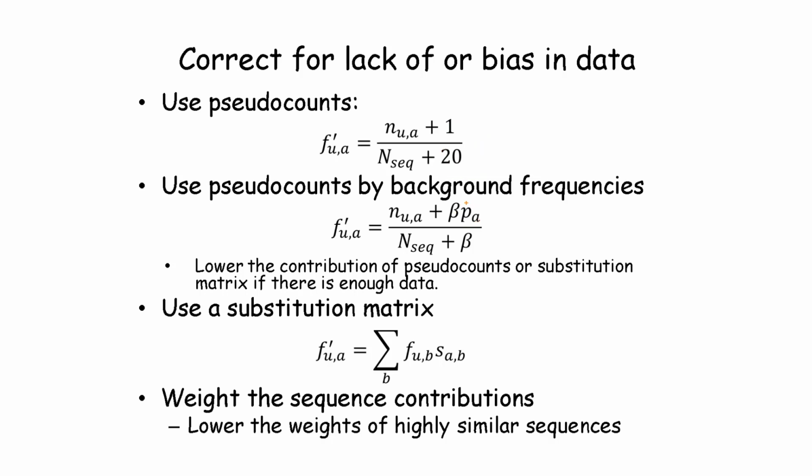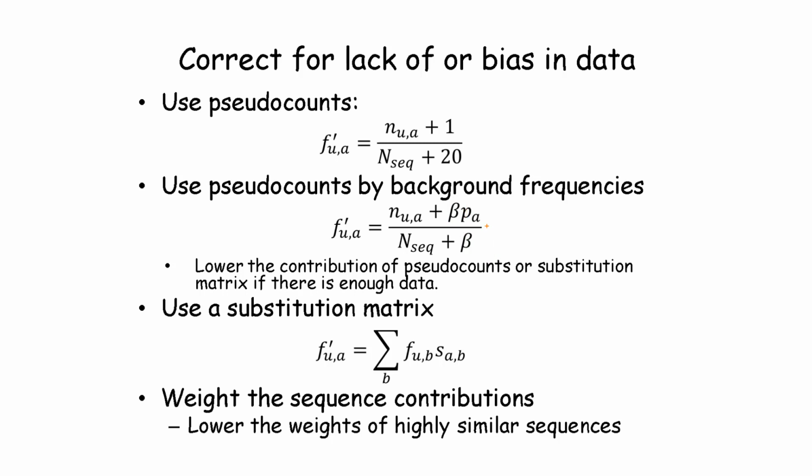It may also be desirable to adjust the contribution of the pseudo-counts in comparison with the actual counts of amino acids observed in the alignment. This is done by introducing a parameter beta to adjust the contribution of the pseudo-counts. If we have a sufficient number of sequences in the alignment, say more than 1,000, using pseudo-counts is not as necessary, so we can reduce the value of the beta parameter when we have a sufficient number of sequences.